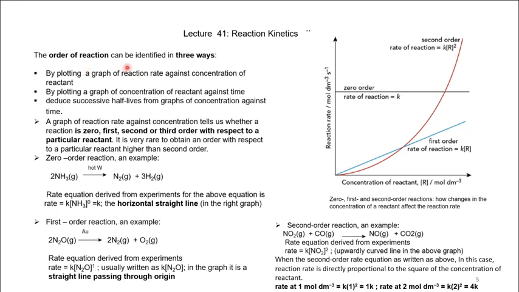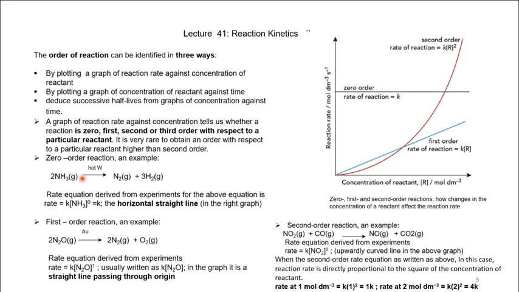Well, the order of reaction we are talking about, we can find in three ways. One, by plotting a graph of concentration of reactant against time, and deducing successive half-lives from graphs of concentration against time. By this, we can see whether a reaction is zero order, first order, second order, or third order. Note that it is very rare that we get higher than second order reaction. So let us discuss one by one.